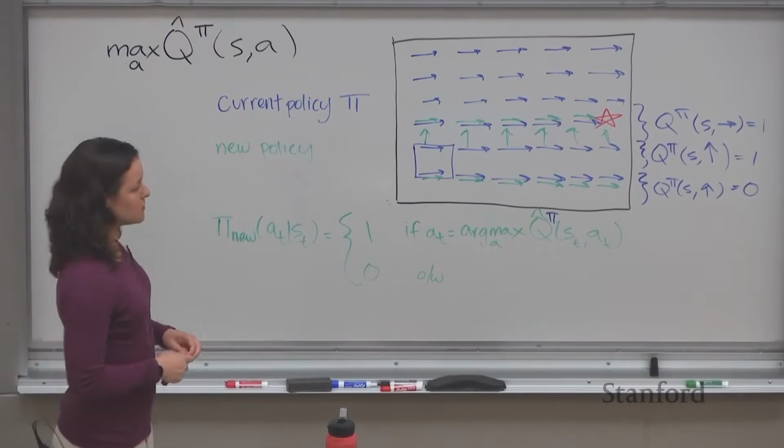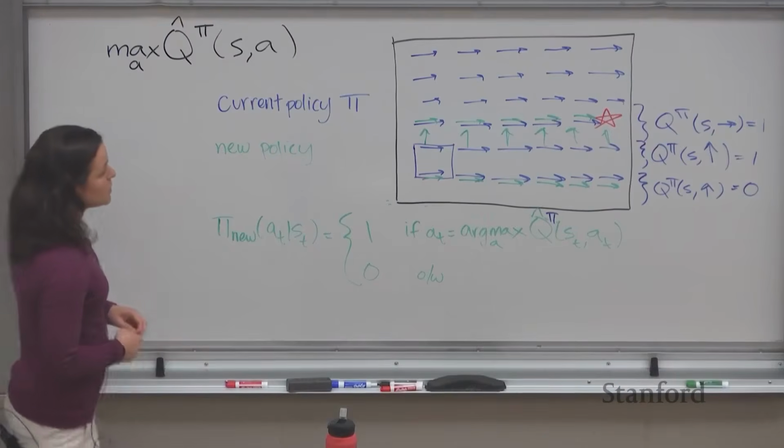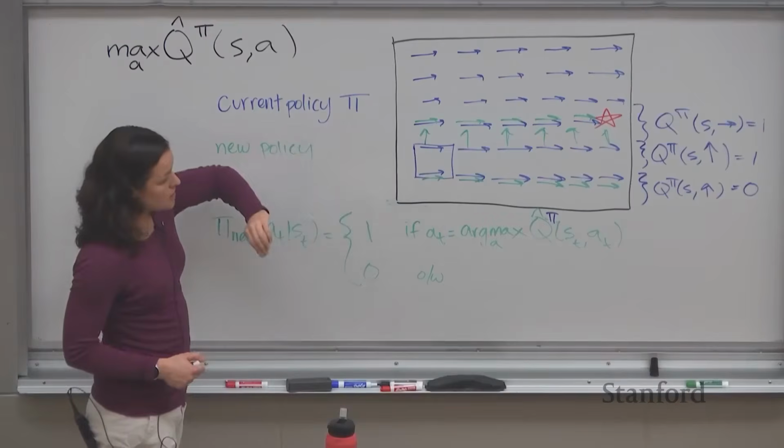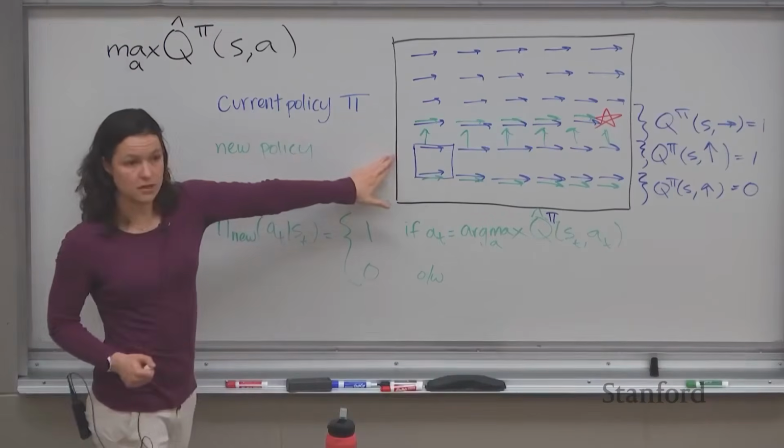Yeah, how does this work in cases where the rewards are very sparse? So we saw one example where the rewards are sparse, and it can still work in this scenario.